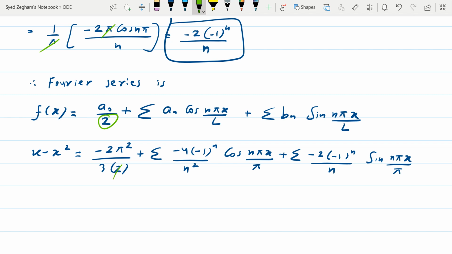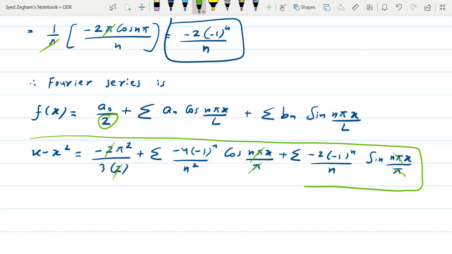And if you see here, this 2 will get cancelled with this 2, and this pi goes with this pi, and this pi goes with this pi. So this is your Fourier series for this function which was given to you. So we have completed the Fourier series part.